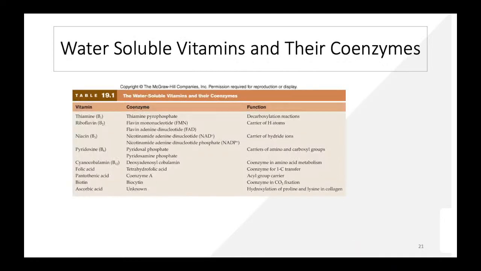Some water-soluble vitamins and their coenzymes are thiamine, riboflavin, niacin, pyridoxine, and folic acid. All of these have coenzymes with their various functions.